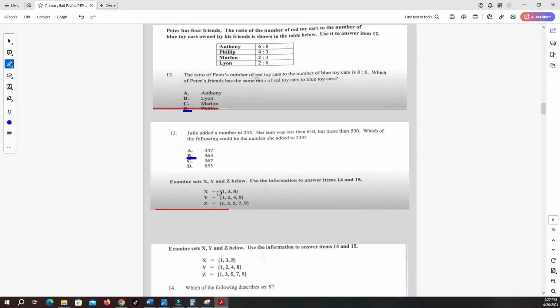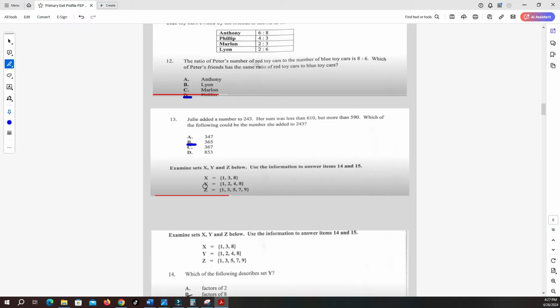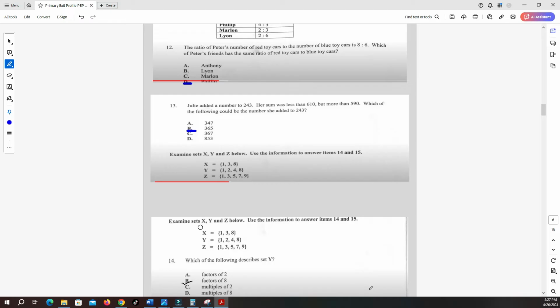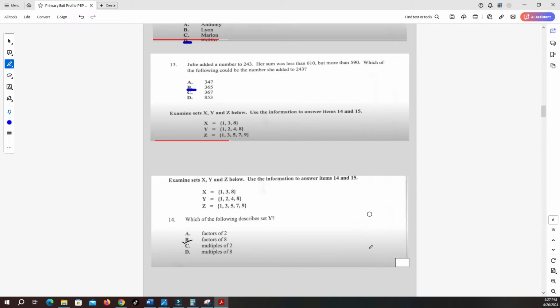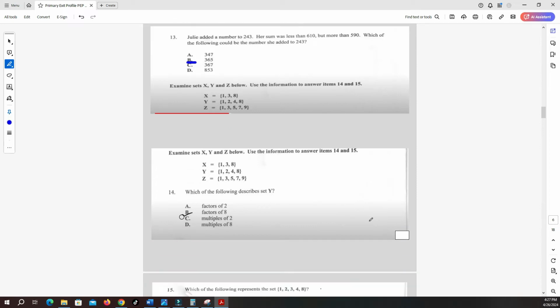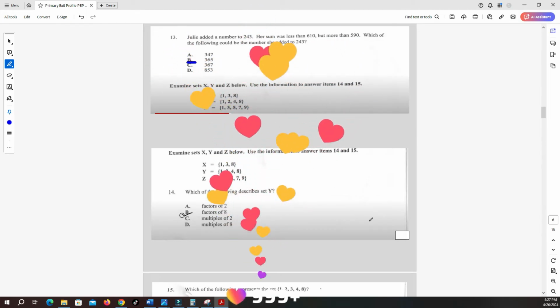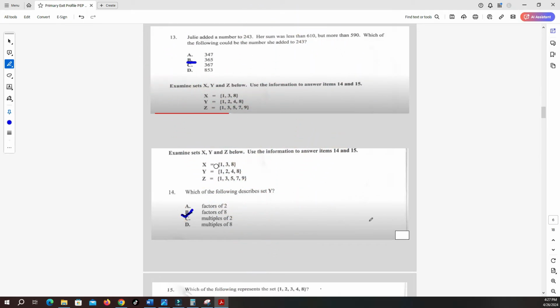All right, examine sets X, Y, and Z below. Use the information to answer items 14 and 15. It says X equals 1, 2, 3. Y equals 1, 2, 4, 8. Z equals 1, 3, 5, 7, 9. Oh, I think this is repeated. Why do I have B here? I think I selected. Alright, so examine. Yeah, it's definitely which of the following describes the set. It's a factor because all of these can go into 8. So I think I would select B.